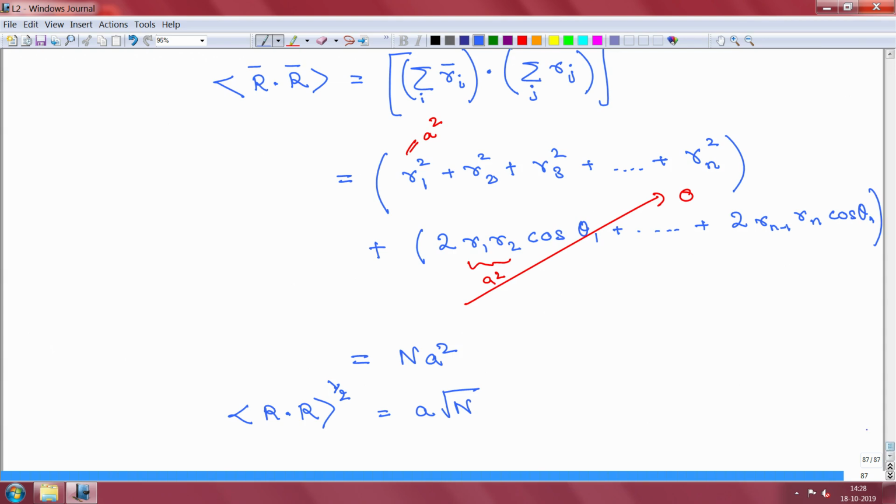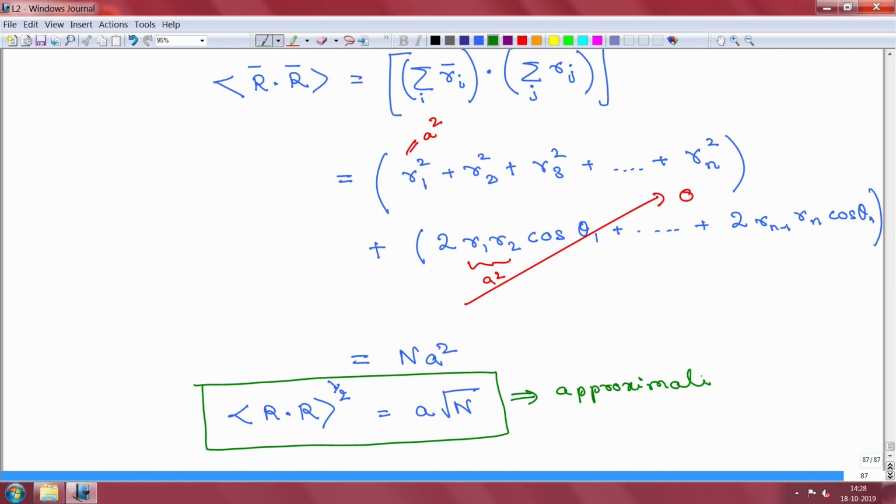So, this is a very, very important formula, because it gives you the approximate length of a polymer. Obviously, this is subject to the model that we have taken, the simple jointed. There are other models and they will again yield something very similar. So, this number will change a little bit, but it will be of the order of root over n.